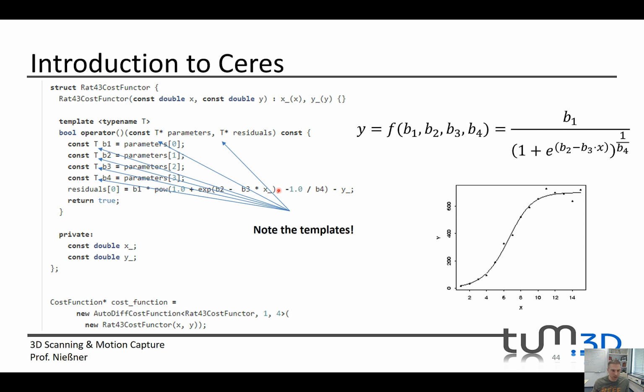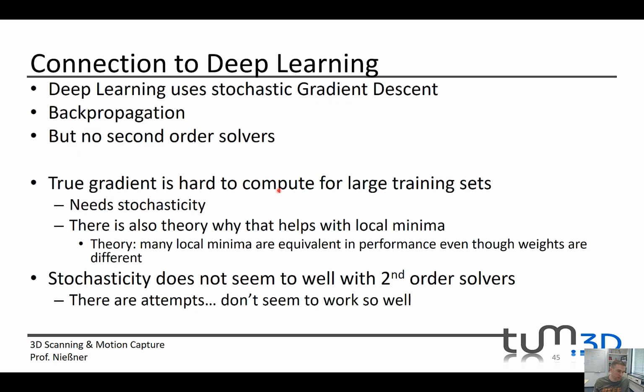Okay. I wanted to mention a few things about deep learning. There's a huge connection to these solvers, what we have been doing today. And I want you to make sure that you don't confuse them. So deep learning uses a gradient-based solver. Specifically, they use stochastic gradient descent. There, the idea is they don't compute the full gradient, but rather approximate the gradient based on a bunch of samples.